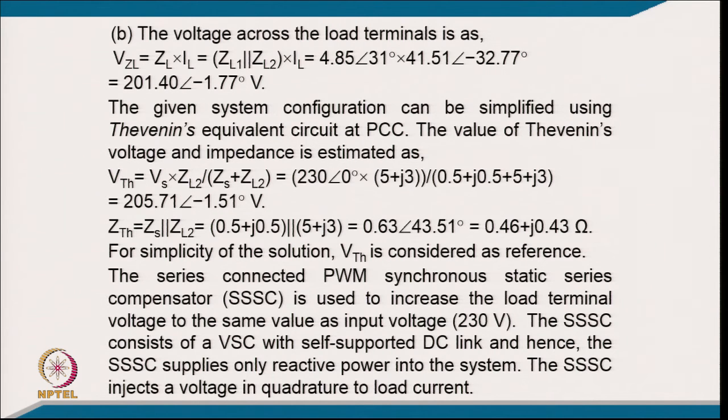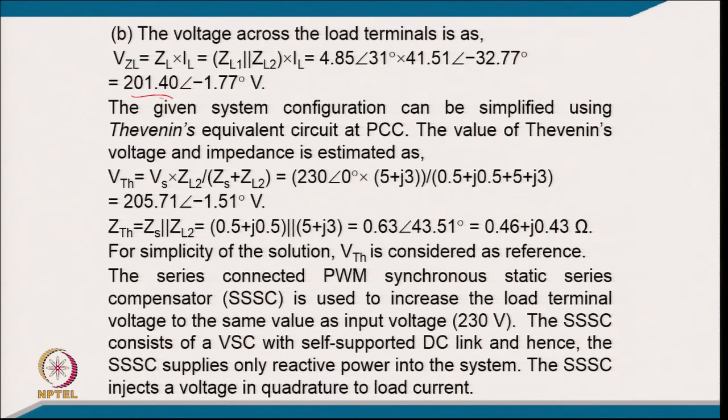The voltage across the load terminal is now ZL into IL, where the load is the parallel impedance of both loads, multiplied by IL. So, you can find out the load voltage now: 201.40 volt at the angle of minus 1.77. This voltage reduces because both are lagging power factor loads, and there is a kind of voltage sag created here because of another heavy load connected at the point of coupling.